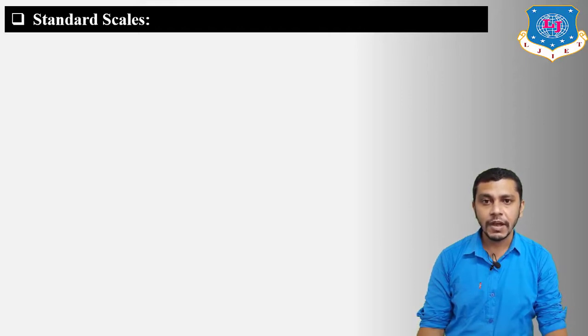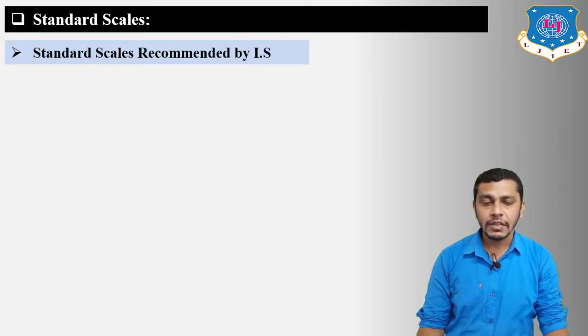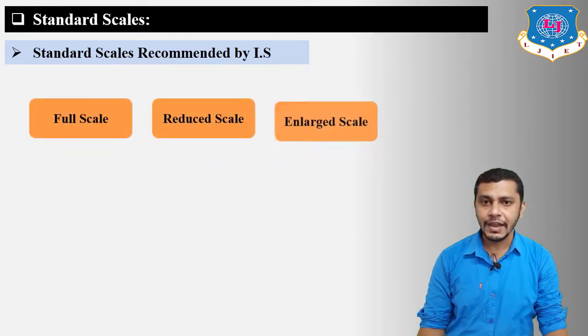So at that time it is required to reduce the dimensions of the object to make the drawing on the sheet. And sometimes the dimensions of the object are too small. If we are making drawings of spare parts of our wristwatch or electronic components, at that time it is required to increase the dimensions of the object to draw it on the sheet paper. So on this basis, the international standard has recommended three different types of scales: full scale, reduced scale, and enlarged scale.